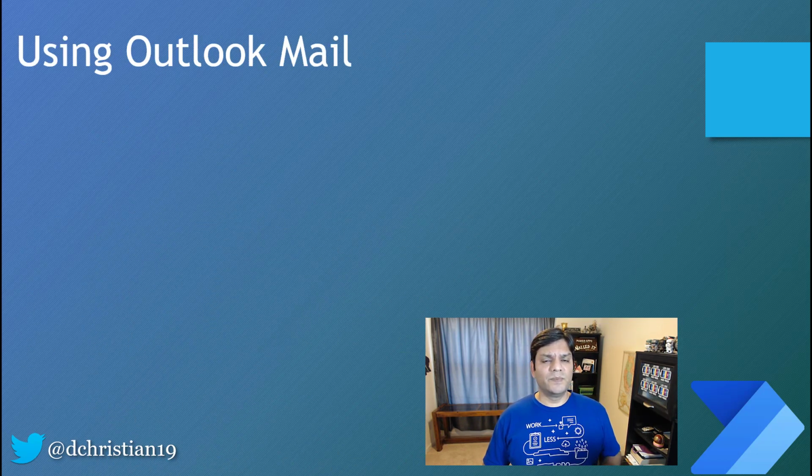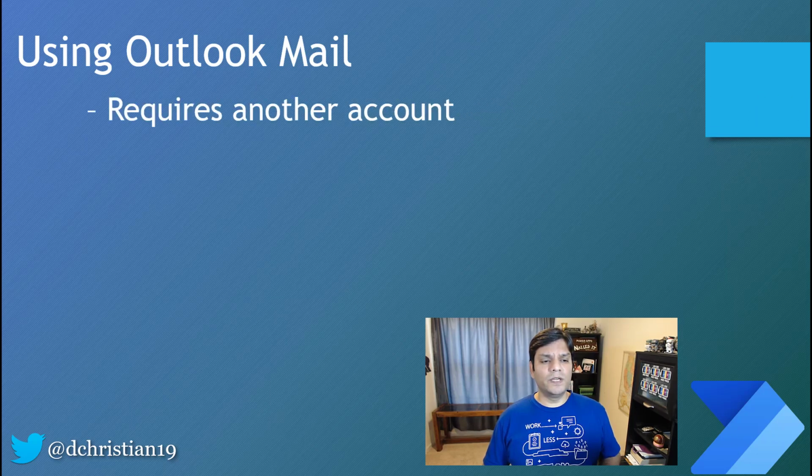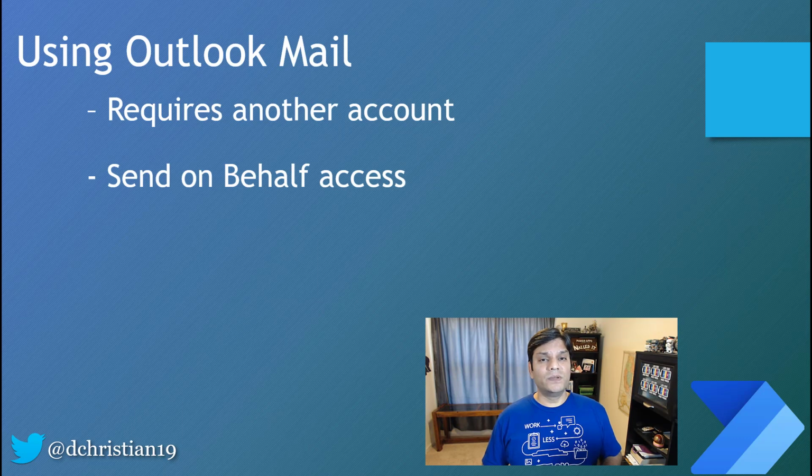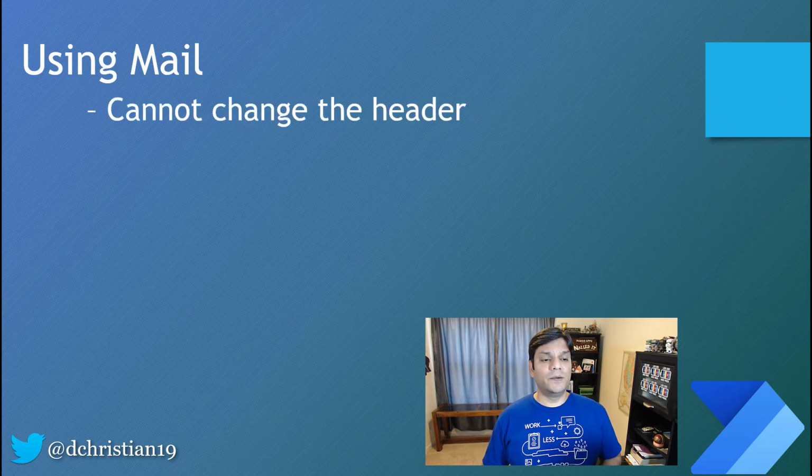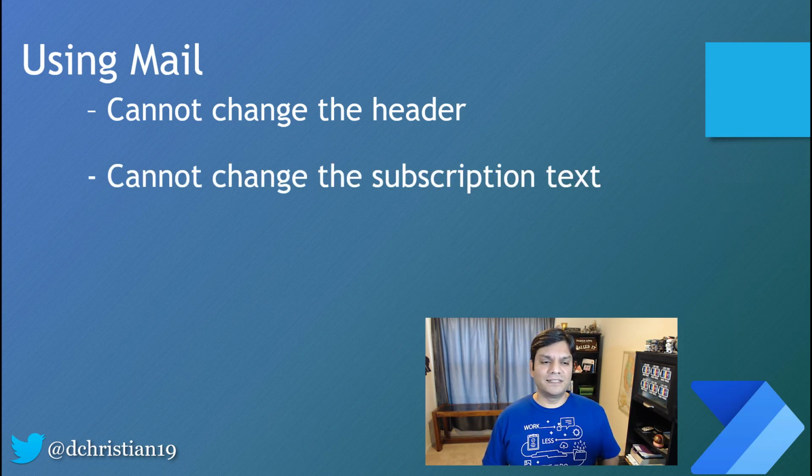And just to dive a little bit into each of those, using Outlook Mail, it actually requires another account, and I'll show you that. And over there in that other account, you want to set up the send on behalf access, and I'll show you that as well. Now, using Mail, it's actually another action that's already available. Over there, there's 2 kind of limitations. One is you cannot change the header, and I'll show you what the header is. And the same thing, it has a subscription text, and you cannot change that either. So kind of keep that in mind.